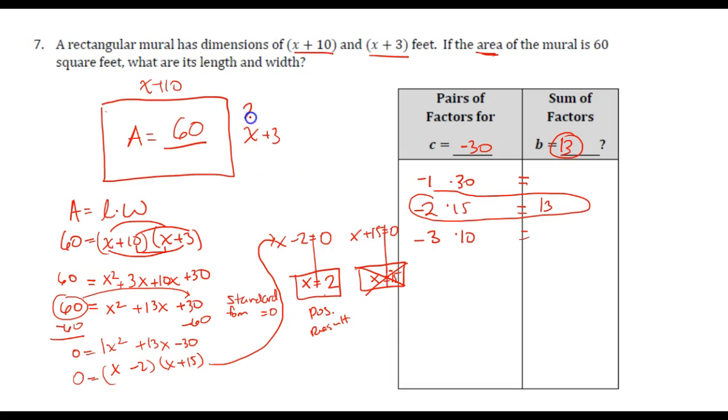So if that's 2 plus 3, and if that is 2 plus 10, that means my length and my width would be 12 by 5. Awesome. Sorry about that 5 not looking like a 5, but it is a 5. Yes, it is, because 2 plus 3 is 5, and 2 plus 10 is 12.